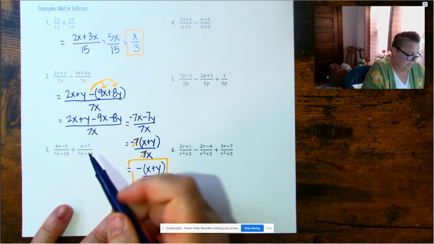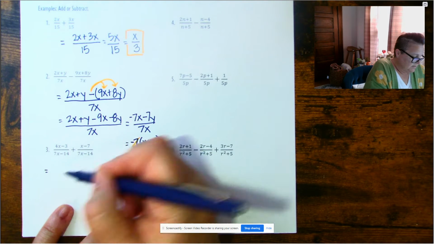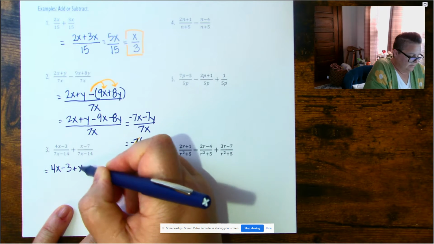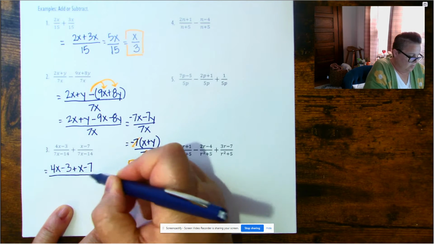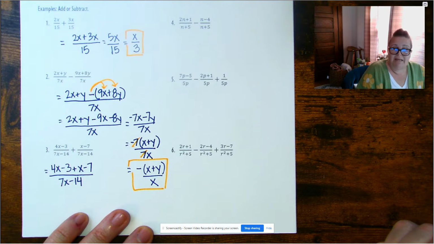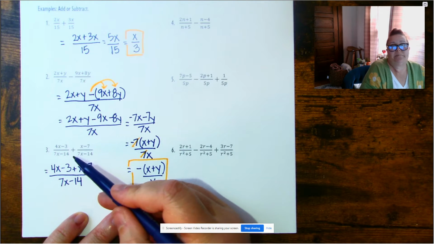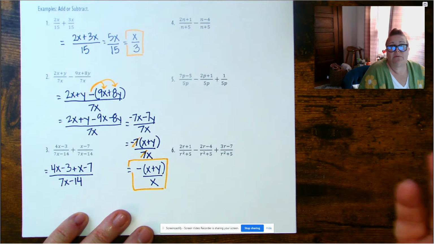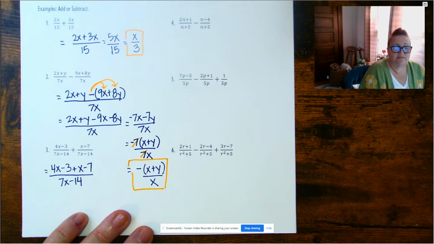Is the denominator the same? Yes, it is. So this is equal to 4x minus 3 plus x minus 7 all over 7x minus 14. But Amy, you didn't use parentheses this time. Nope, because that's addition. And addition doesn't require the parentheses. Subtraction would. I could put them there each time. I could always use the parentheses. But when you're adding, nothing changes. When you're subtracting, then you need opposites.